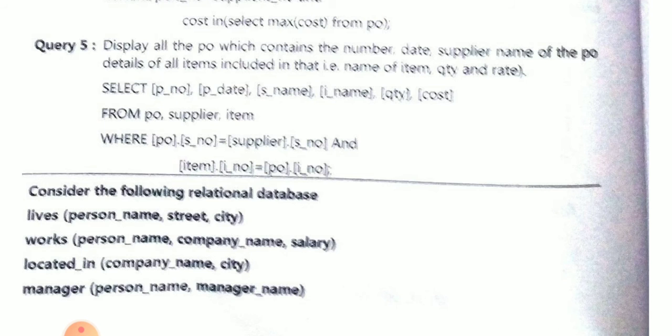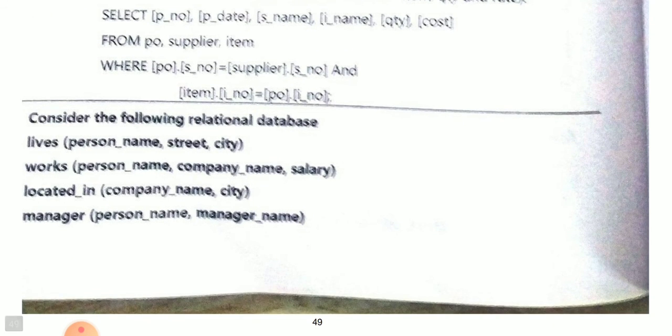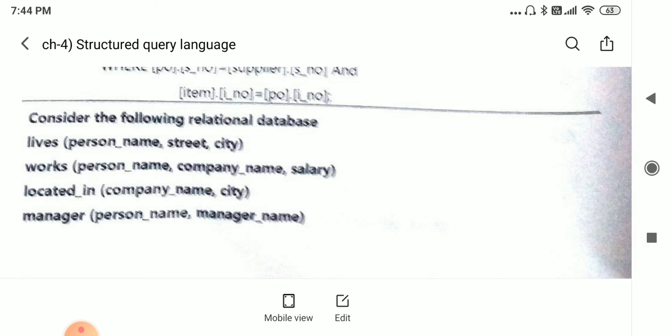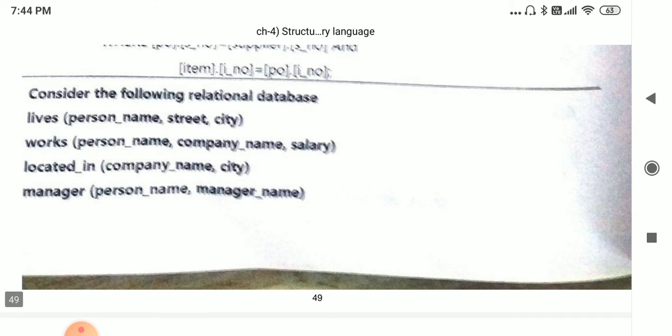Now, see here. Consider the following relational database containing lives, works, located in, and manager. These four tables are present in this relational database. Now we have to create these four tables first of all in SQL by using the create table statement.